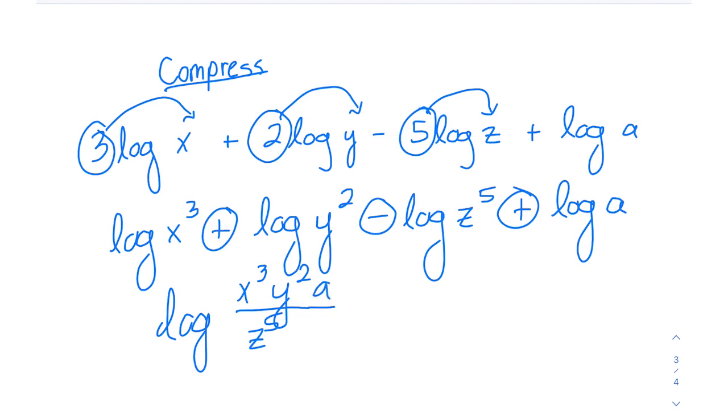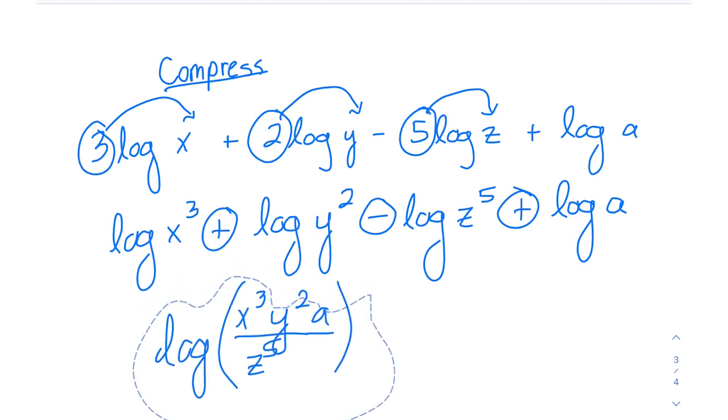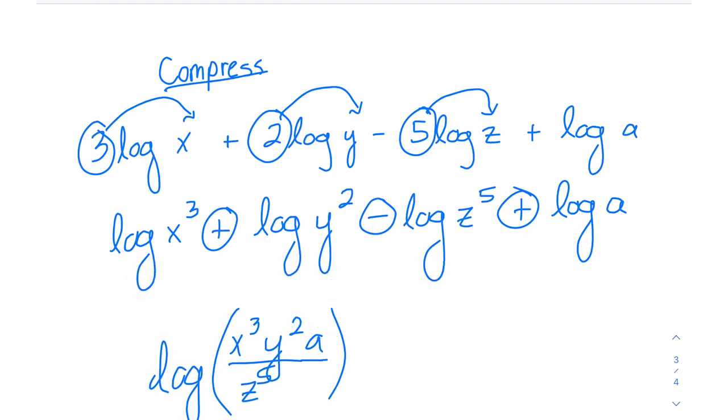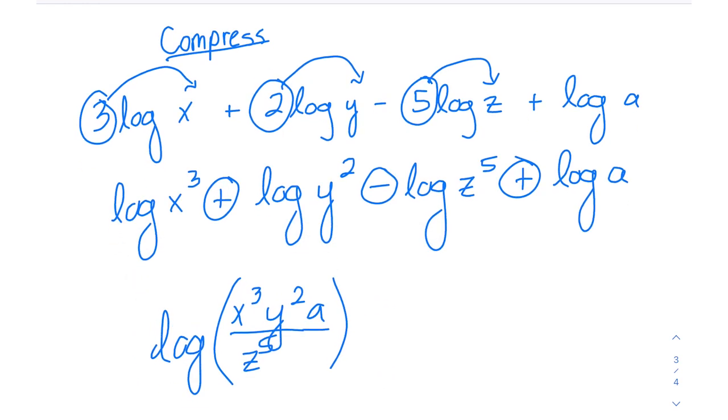And that would be our full compression of this log function. Let me see if I can just move this down a little bit so it's easier to see. And here, this fully compressed version of our expanded form would be the log of x cubed y squared a over z to the fifth.